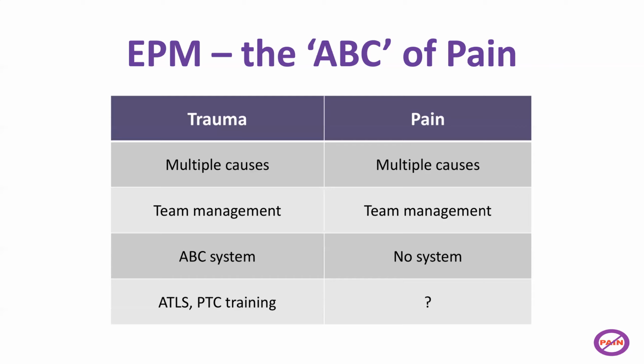And what EPM tries to do is bring a bit of structure similarly to what we do in trauma. So instead of an ABC, we introduce the RAT system. And then instead of having ALS and BLS training, we've got the Essential Pain Management training. And that's the ethos of this. That's the ambition, is to have this RAT system embedded into practice.